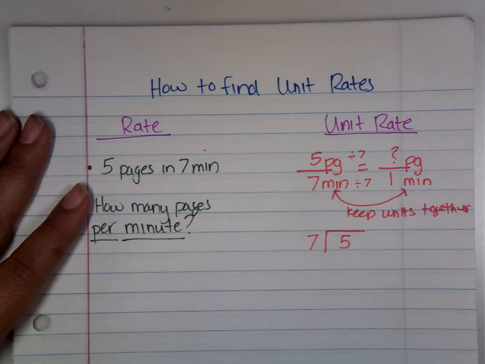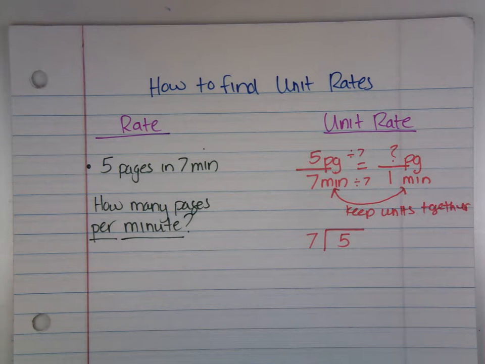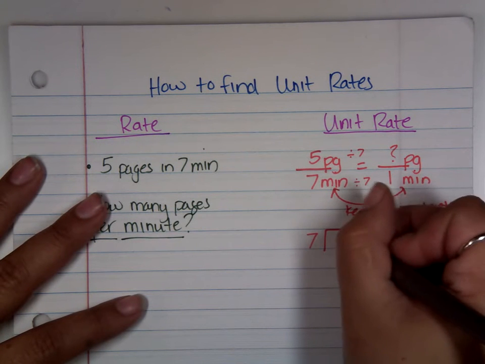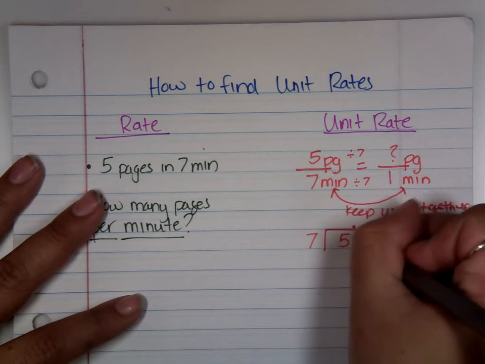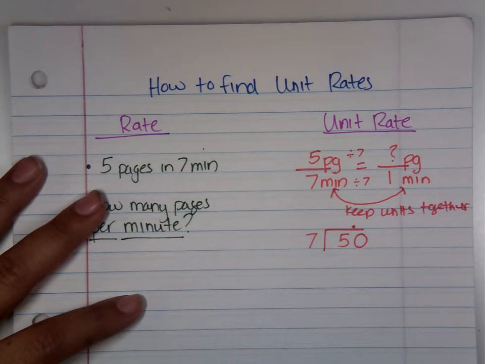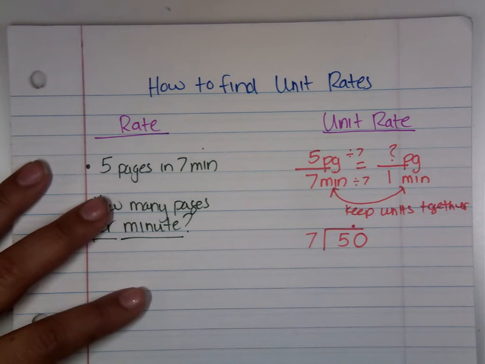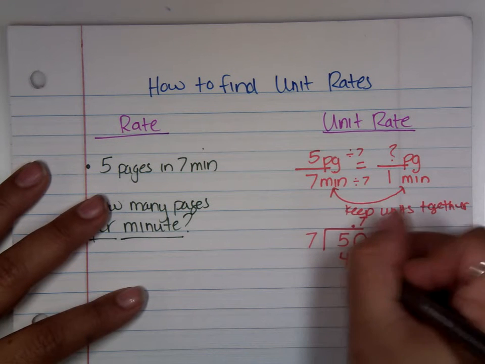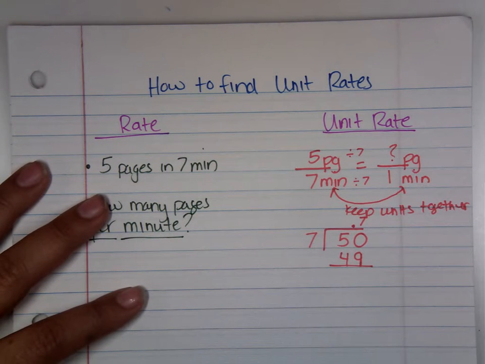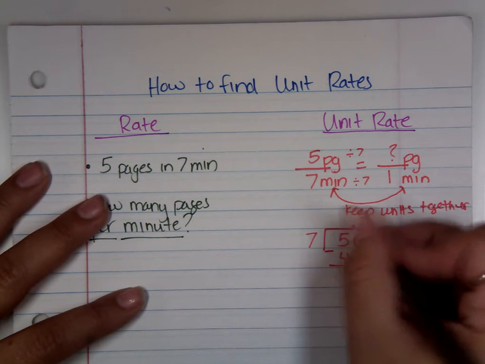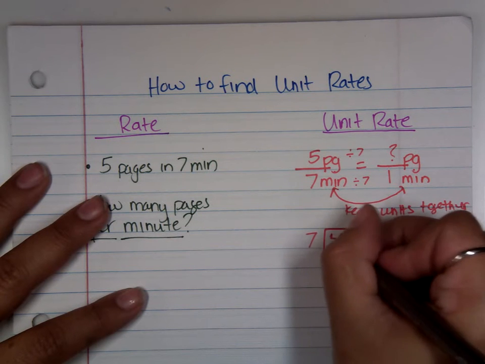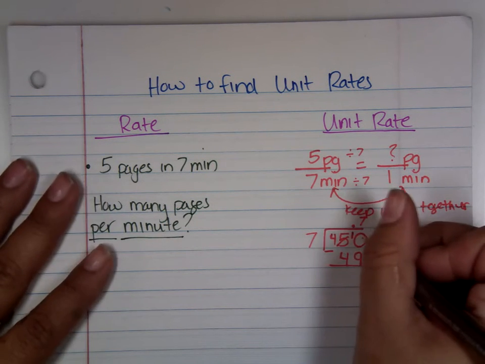Now, I know that 7 can't go into 5. So what do we have to do? Okay, you're right. We have to make it bigger. So I'm going to make 5 bigger by adding a decimal and a 0. Okay? 7 can go into 50. How many times? 7 times, good, which is 49. Okay, I'll subtract these two. I have to borrow from my 5 because I can't take 9 from 0, so 5 becomes a 4. Borrow my 1, and 10 minus 9 is 1.